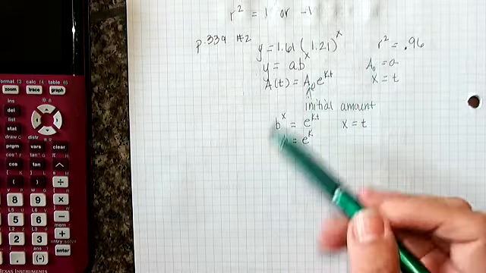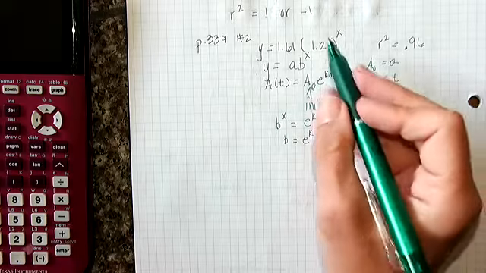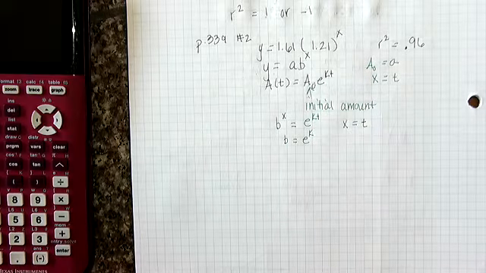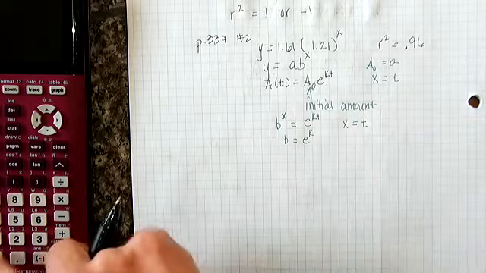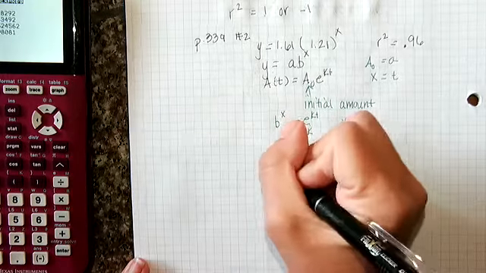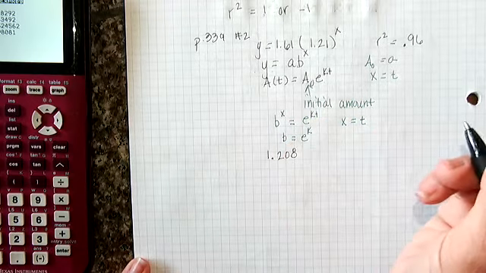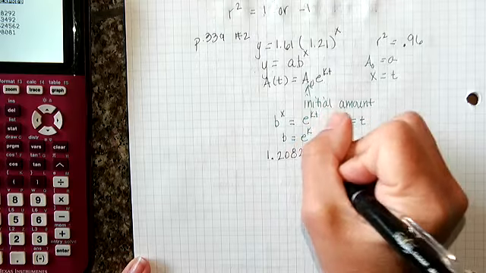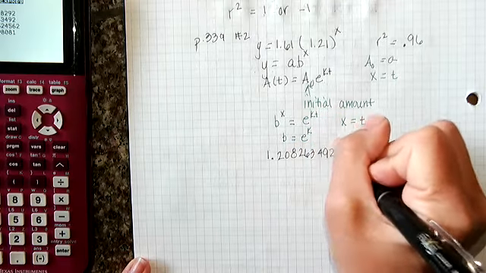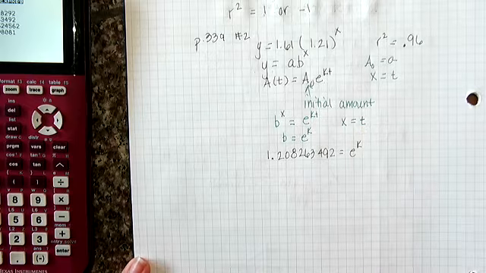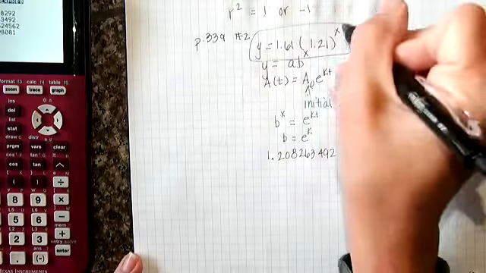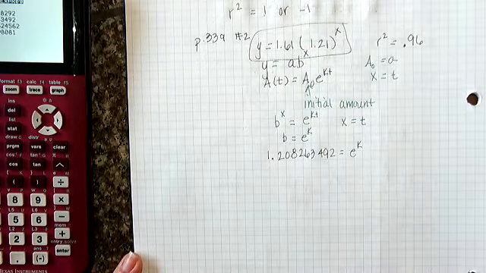Okay, so now we can solve, and we know that the base was 1.21. It was more than that. I didn't write down the whole thing, but I do still have it in my calculator. 1.208263492. It's okay if you don't have that. I just got lucky. That equals e to the k. All right. Solve for k, and you get about 0.1892.